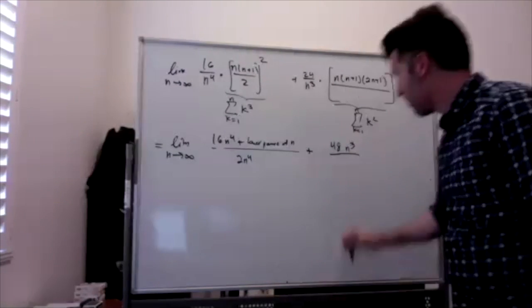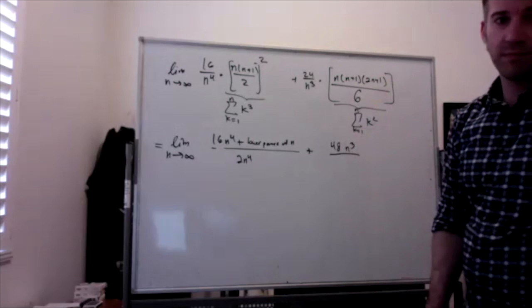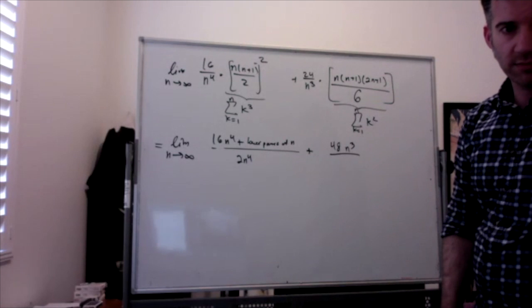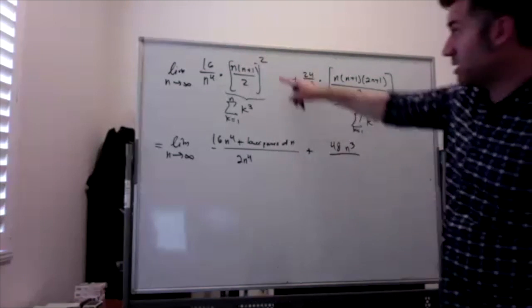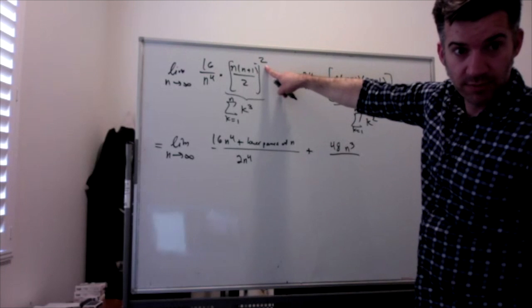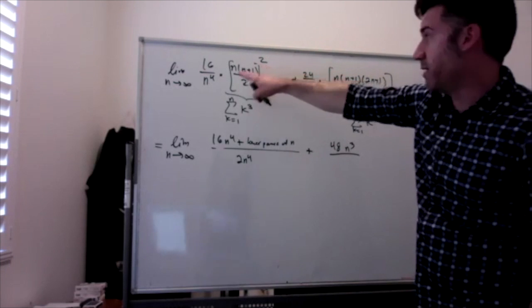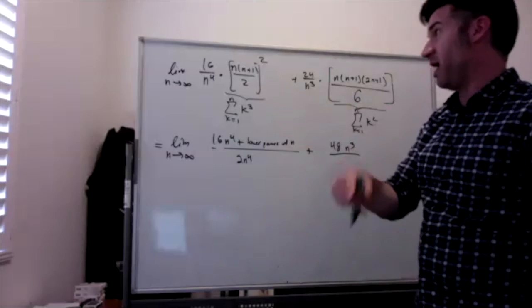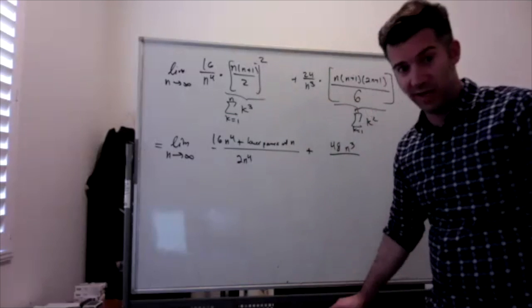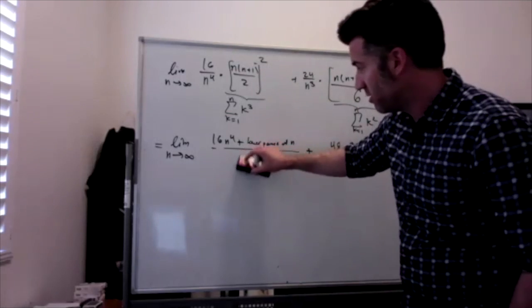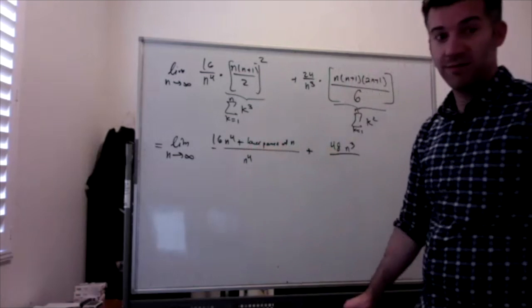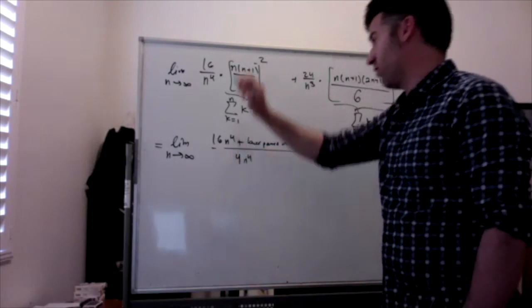James. Yeah. For the n times n plus 1, is that squared? Yes, it is squared. Oh, the whole quantity or just the n? N times n plus 1 over 2, oh yeah, the whole quantity. So what should we actually have in the denominator? 4n to the fourth.